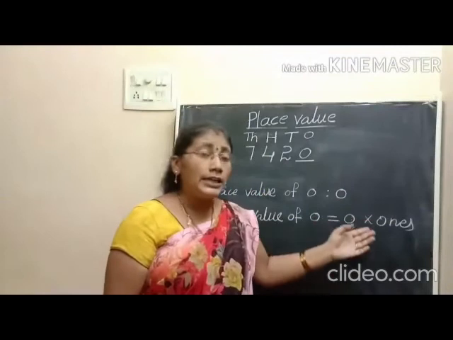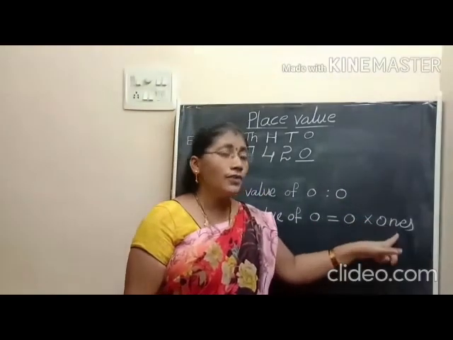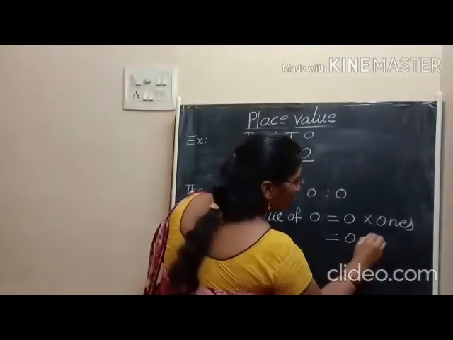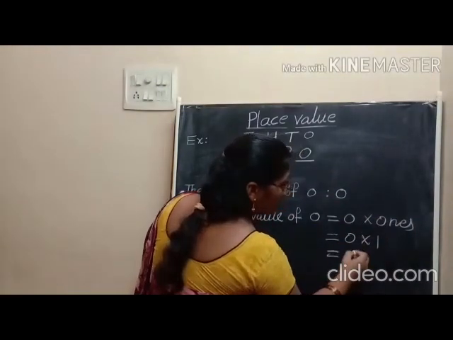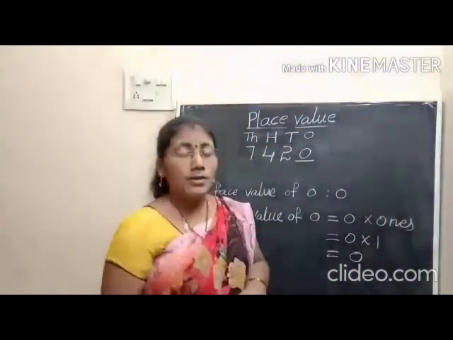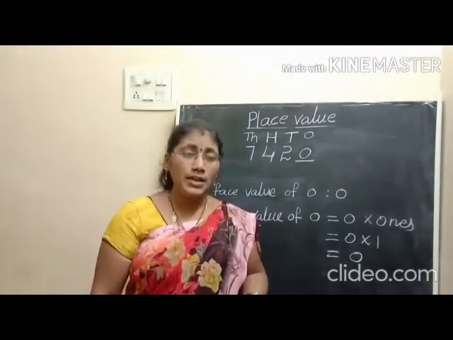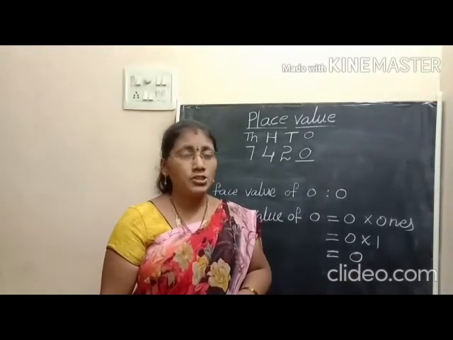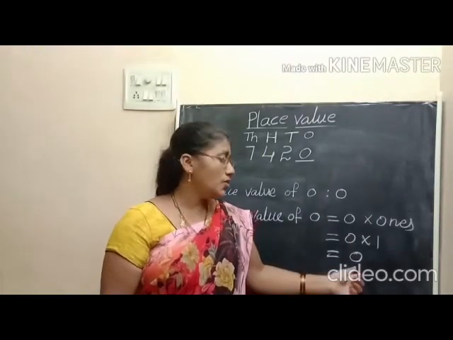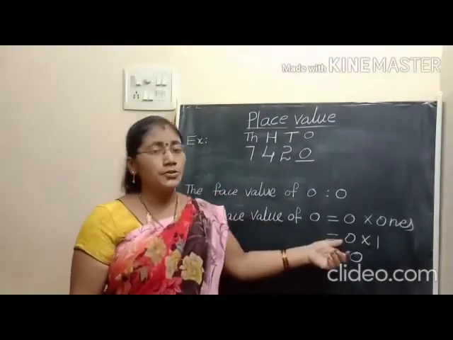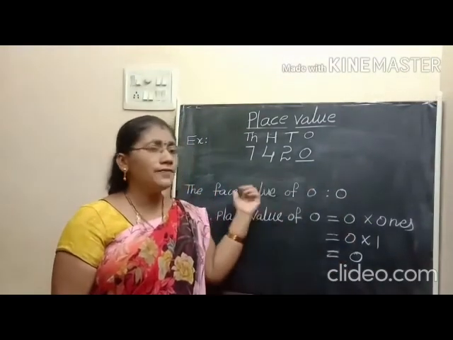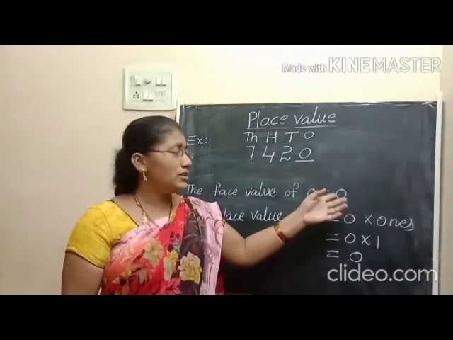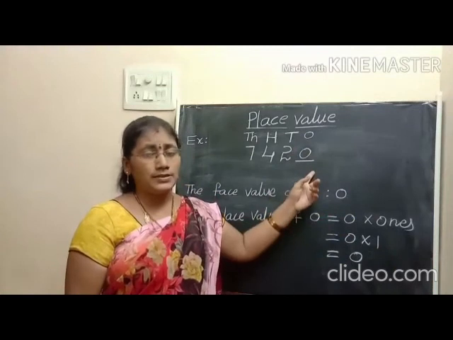By taking the product of 0 and ones, what will we get? We get 0 into 1, which means 0 only. By multiplying 0 with any number, we get 0 as the result. Understood? So, 0 is the place value of 0 and 0 is the face value of 0, because 0 is in ones place.